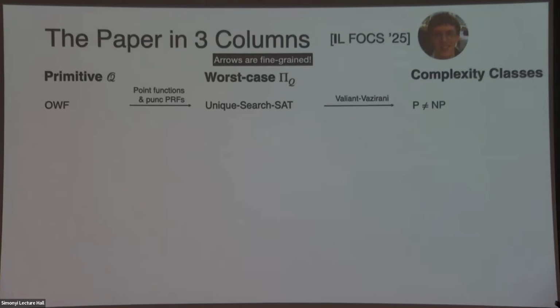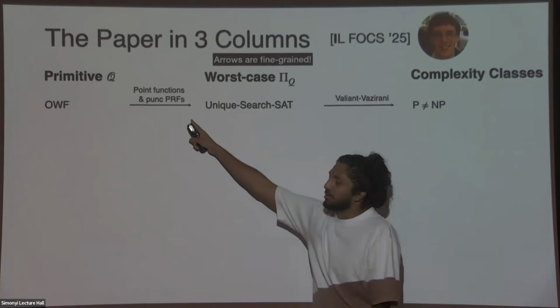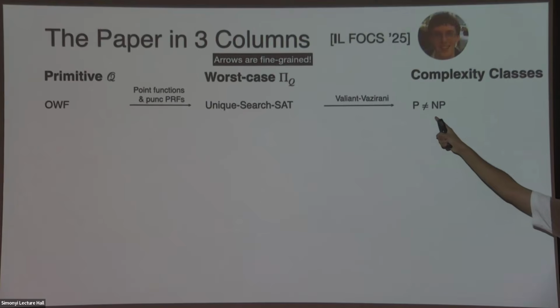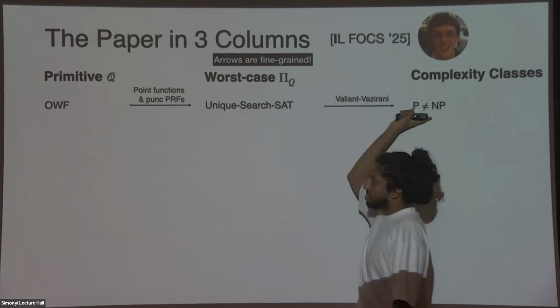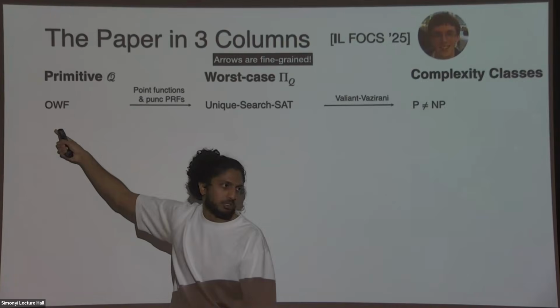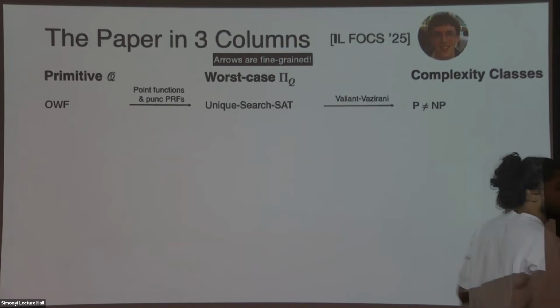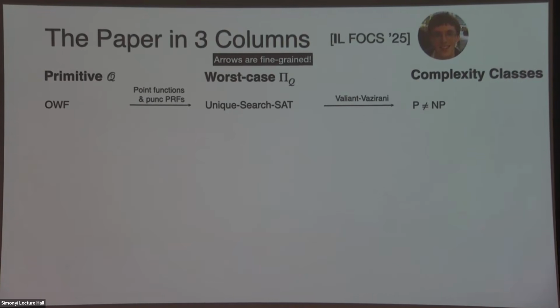It turns out that we want these arrows to be fine-grained, and what I showed you before is not fine-grained. I'll explain this in later slides, but what we want is for these arrows to be fine-grained so that if we can assume maximal, or optimal, hardness of this, we can get optimal hardness of this. And optimal hardness of P not equal to NP says that if you want to solve SAT, you need roughly 2 to the n time.